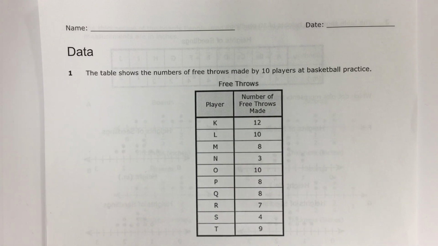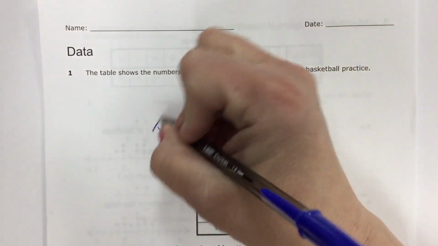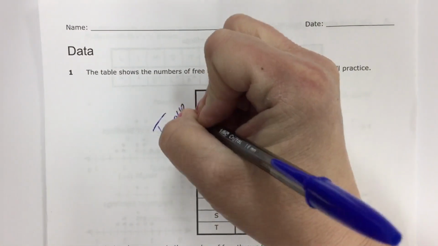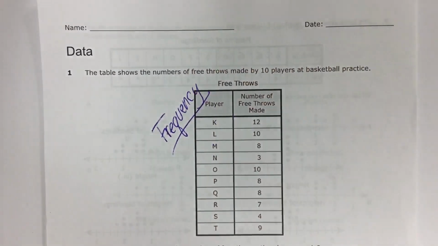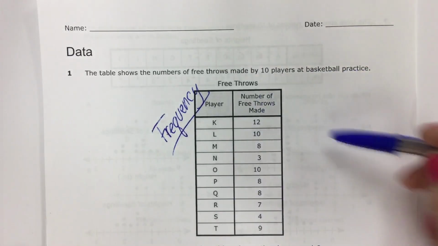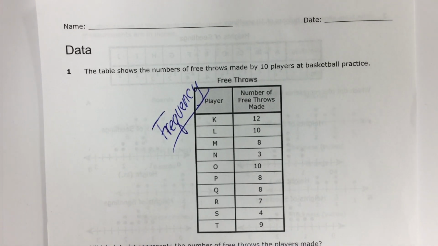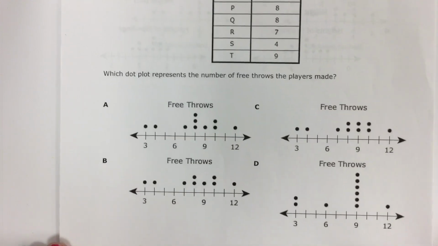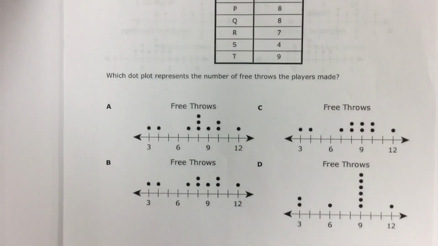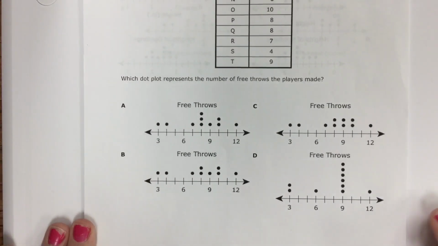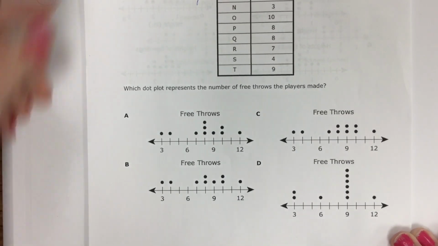So this data table is what we would call a frequency table. It tells you how many times something happened. The table shows the number of free throws made by 10 players at a basketball practice. So this is the frequency table. Then we're going to put that into a dot plot. And it asks which dot plot represents the number of free throws the players made.